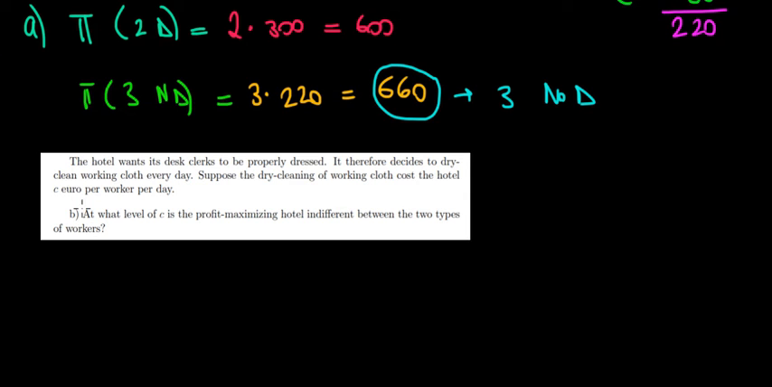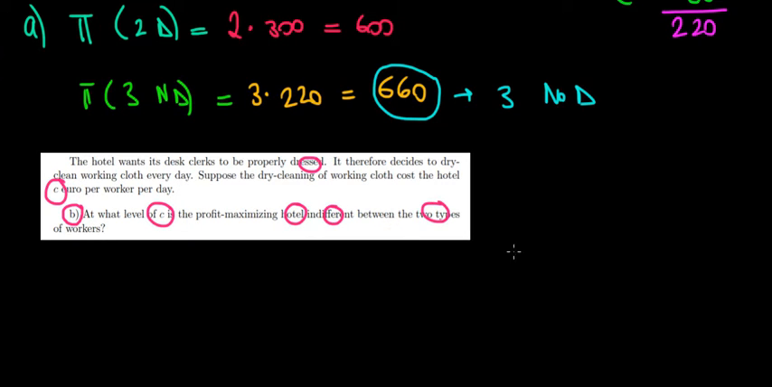Let's solve part B now. So the hotel wants the clerks to be dressed. Now, for that they have to give them clothes, and those clothes cost money. So the hotel has to incur a cost of C per worker per day. At what level of that cost is the hotel indifferent between the two types of workers?